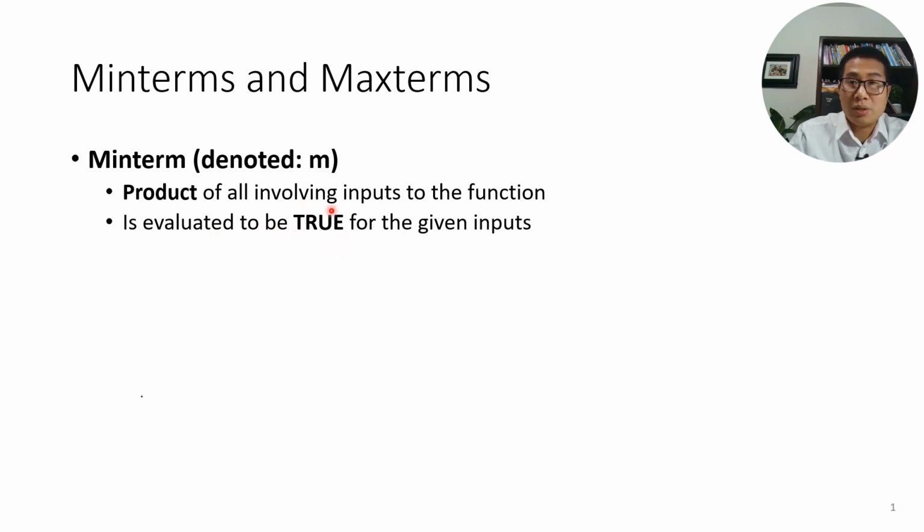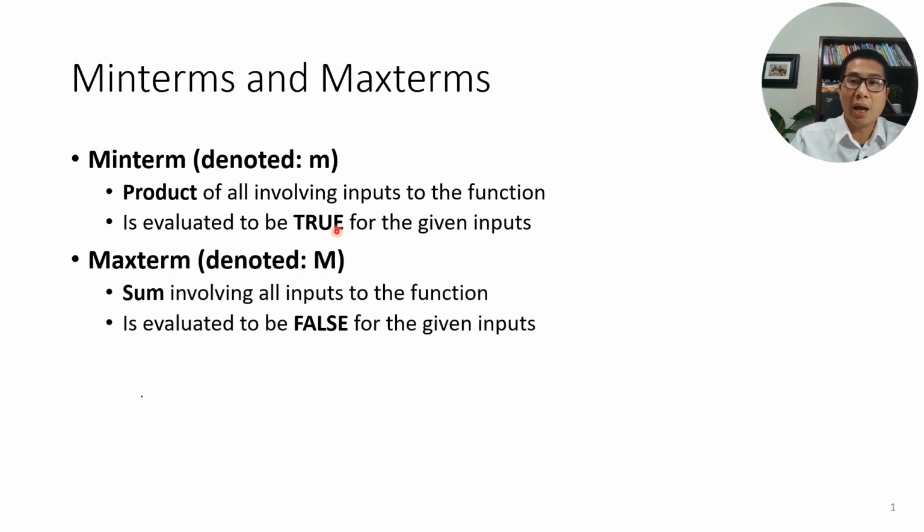Whether it's A or its negative version that appears depends on the min term, that Boolean expression, being evaluated to true given the inputs. We'll have an example later. Very similar, we have the dual form, which is the max term.